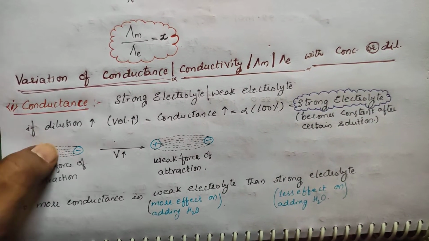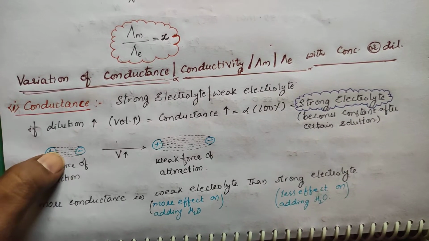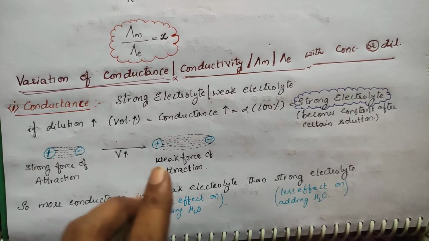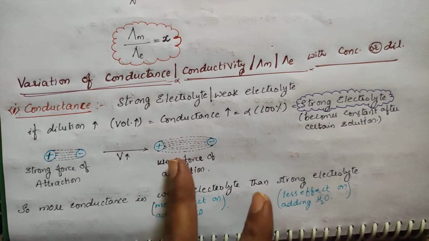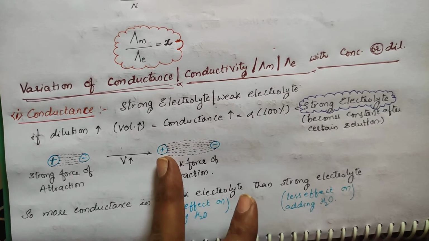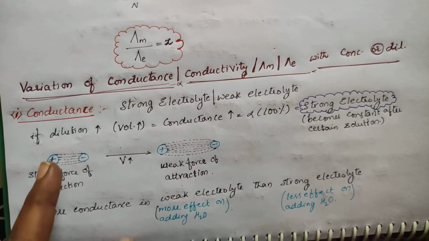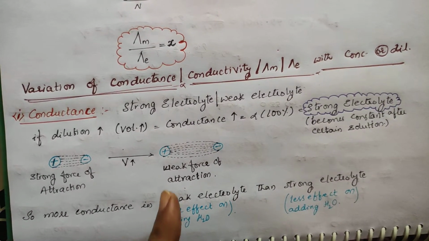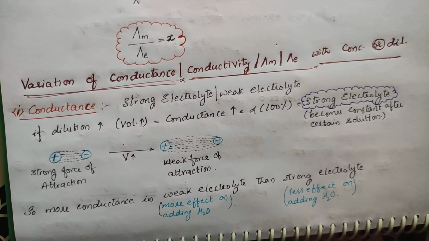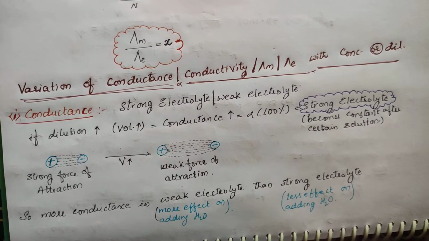Between the oppositely charged ions in the strong electrolyte, the force of attraction is very strong. What happens if you provide water or increase the volume? The distance between the cation and the anion increases, so there will be a weak force of attraction. Without addition of water, the force of attraction is very strong. As the force of attraction is weak on dilution, they can move easily towards the opposite electrode. So the number of ions increases on dilution in the strong electrolyte.